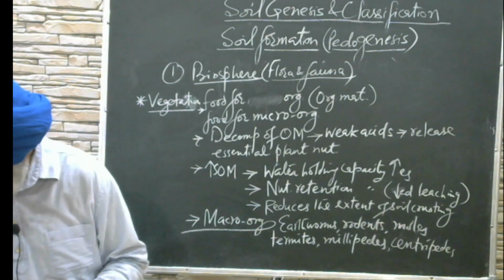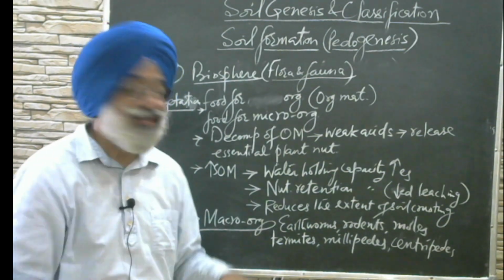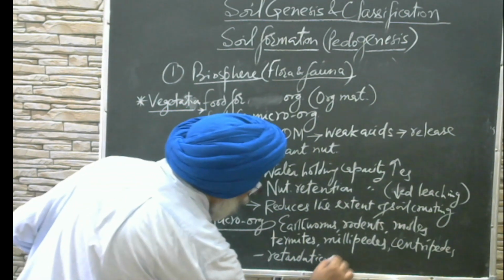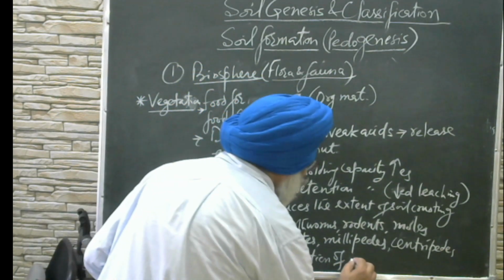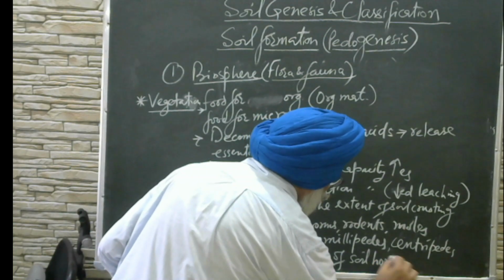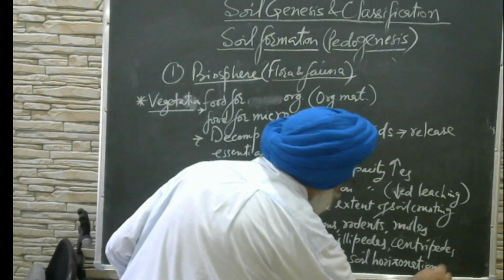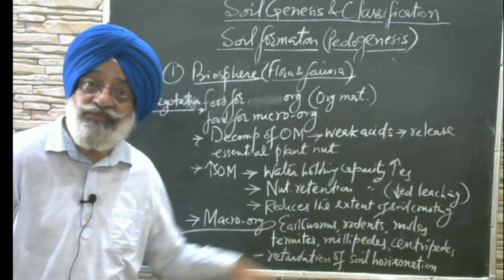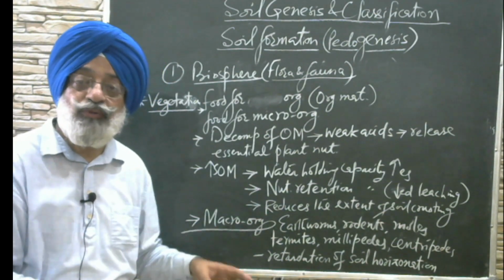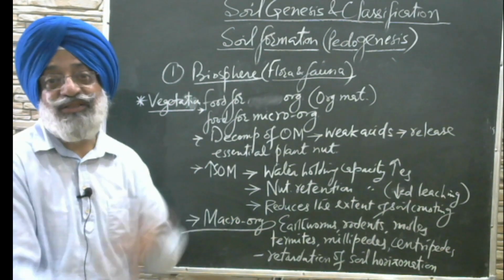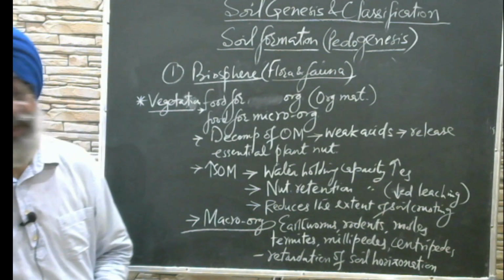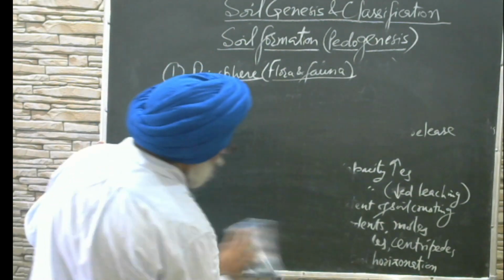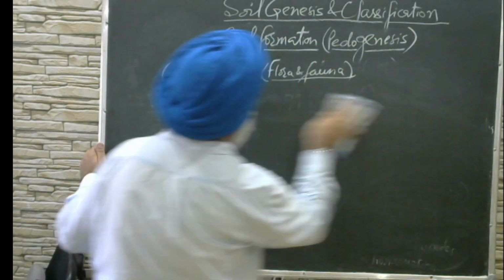So by mixing the soil, they mix different layers. So there is retardation of the soil horizonization process. This gets retarded. On one hand, these organisms are good. If your soil is compact, they burrow into it and make it porous, so water percolates. But on the other hand, because they mix the different layers, somehow they retard the process of horizon differentiation or horizon formation.